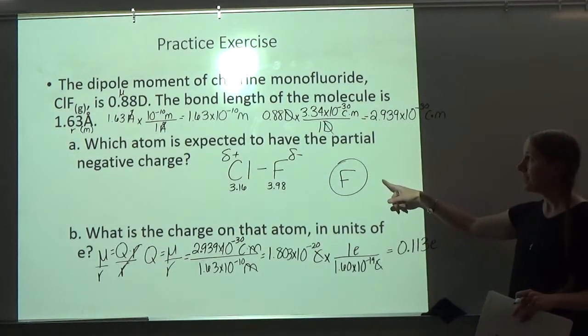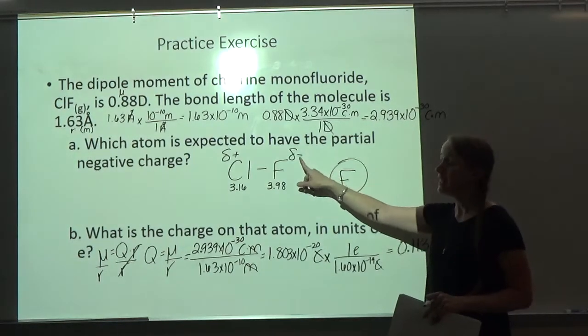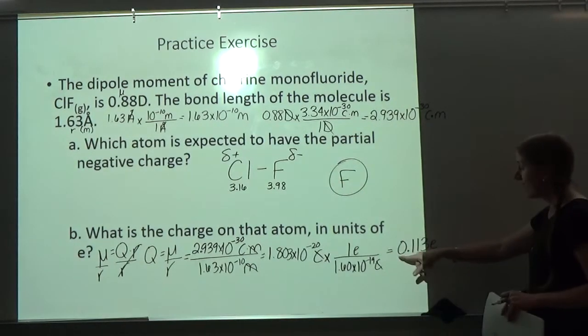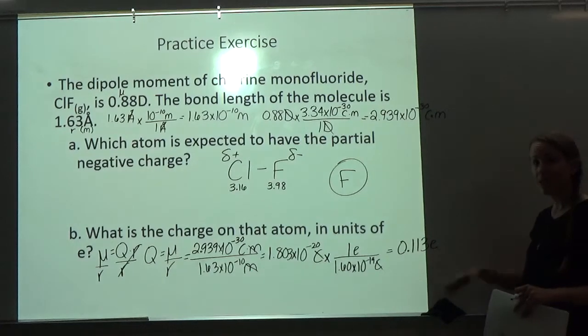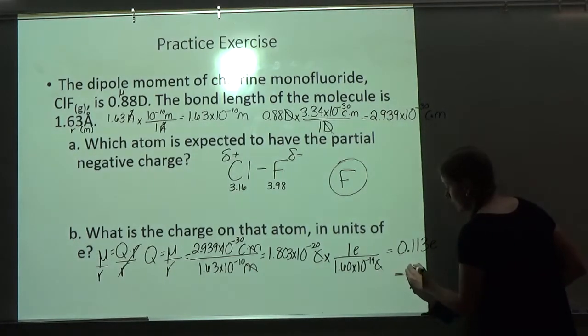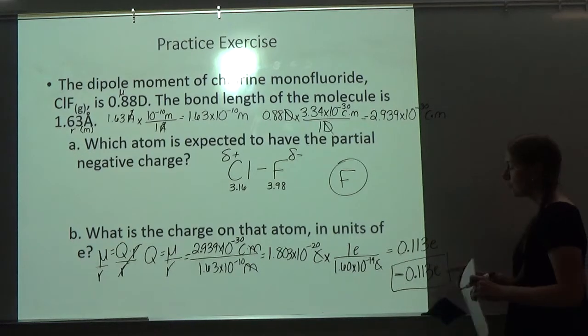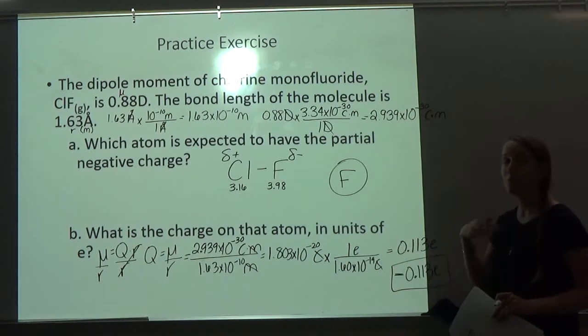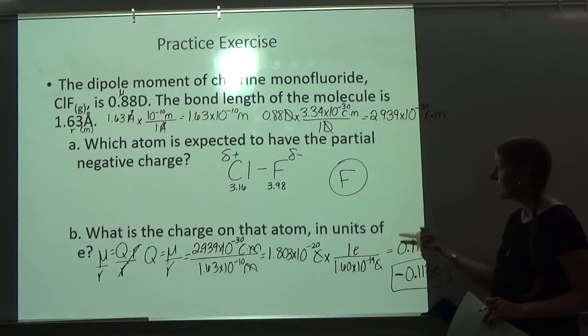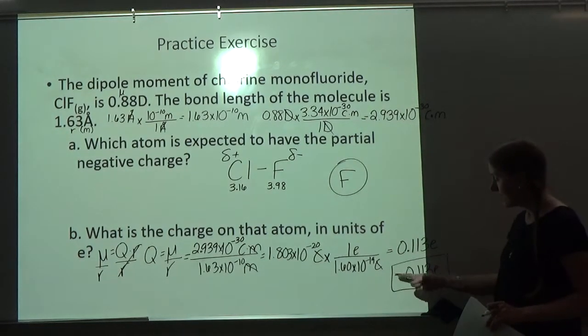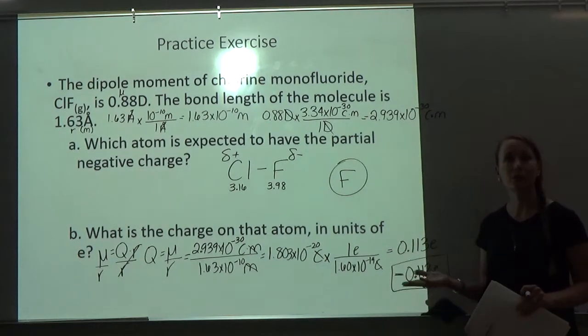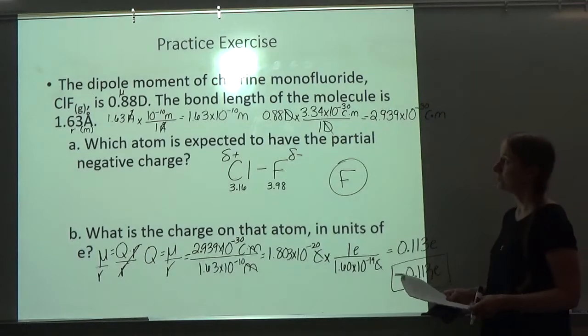Now the thing is, it says what's the charge on that atom. So it's talking about F. Well, we decided that F is partially negative. So actually putting this answer is not your final answer. It would need to be negative 0.113E. The partial positive one would have this positive partial charge. But since they asked us about the partial negative one, we need to make sure to include it as negative in our answer.